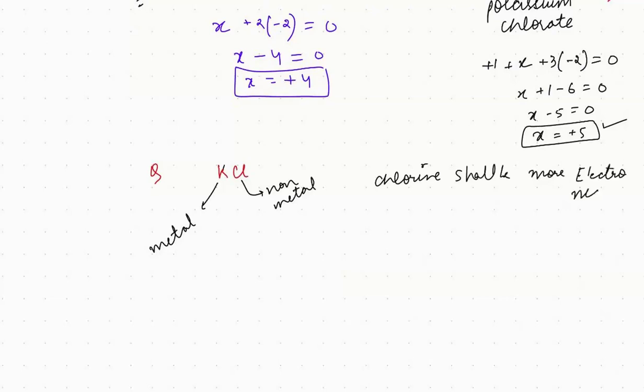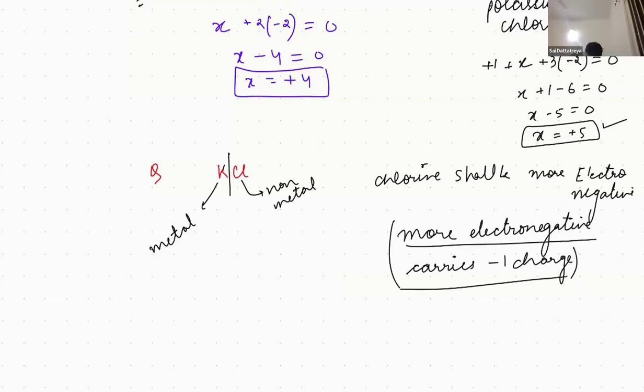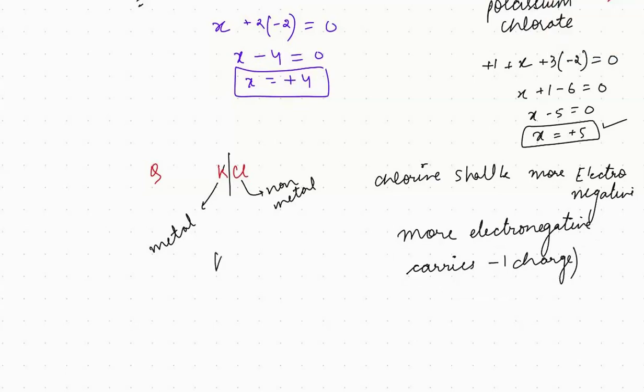And if chlorine is more electronegative, what exactly does that mean? That it is going to show its own valency. So whosoever is more electronegative carries a -1 charge. Did you understand my point? So K is going to be +1 and Cl is going to be -1. Yes or no? So it would show its own valency.